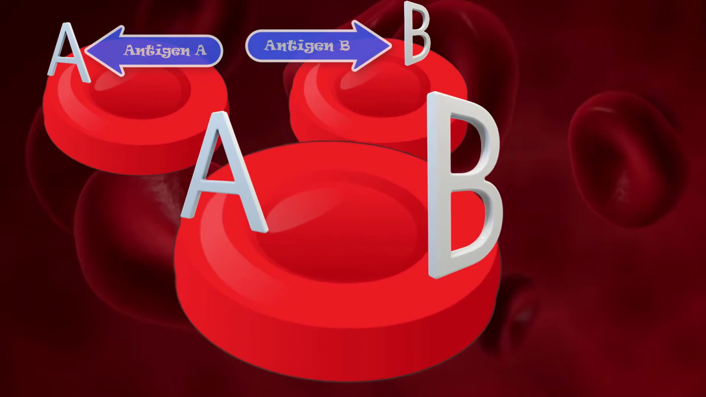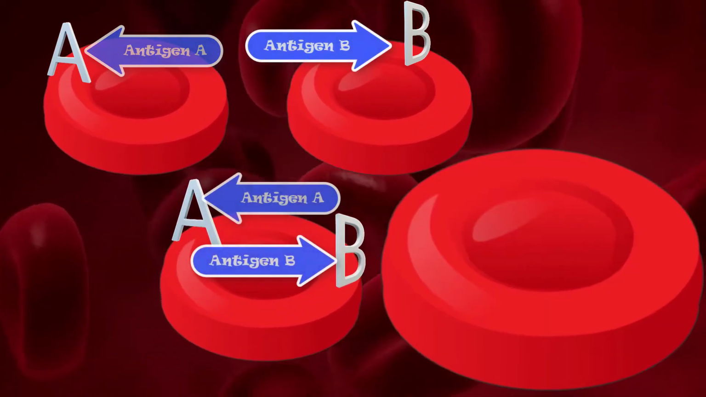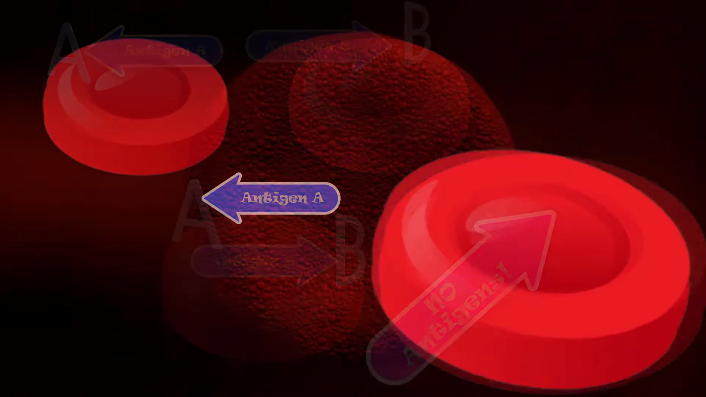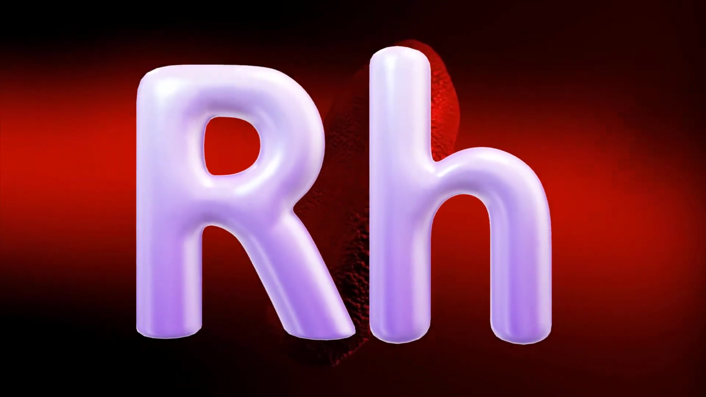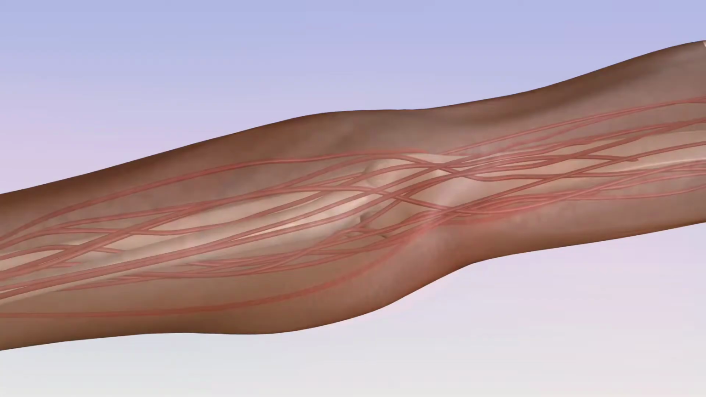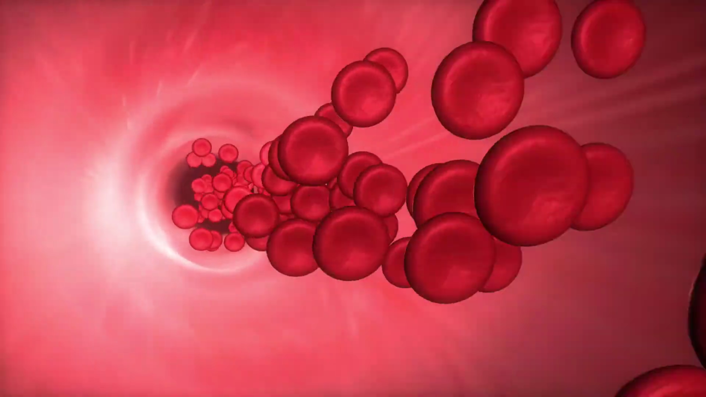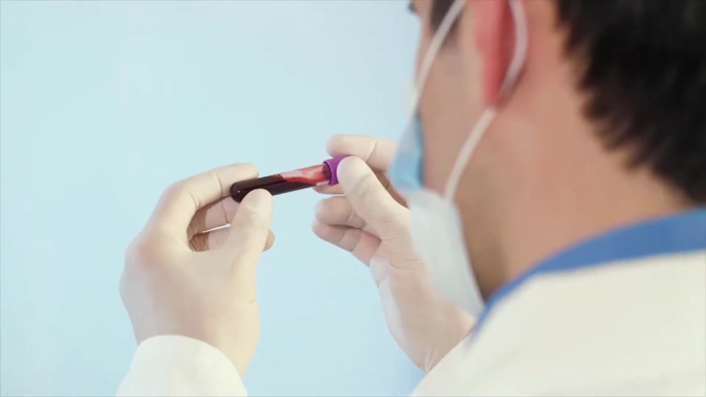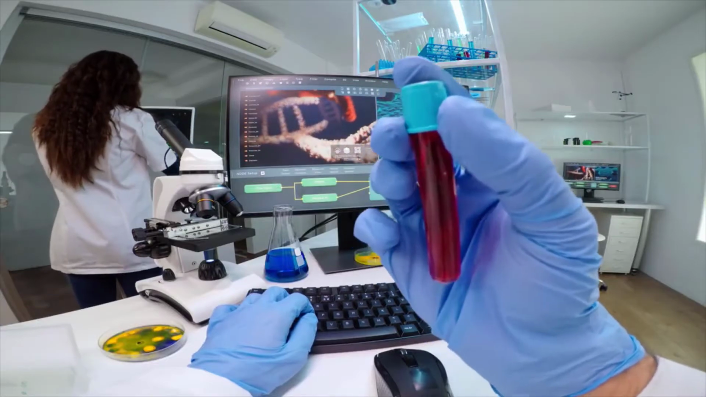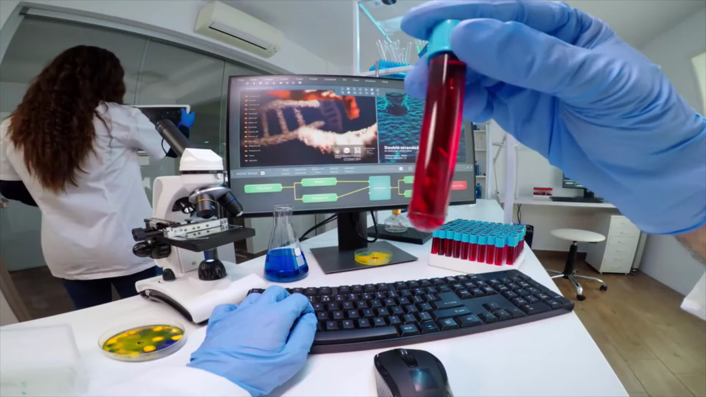Type AB has both antigens A and B, and type O does not have either antigen A or antigen B. The Rh blood group is based on the presence or absence of the Rh surface antigen. The term Rh positive indicates the presence of this antigen, commonly called the Rh factor. The absence of this antigen is indicated as Rh negative. The types are simply reported as O negative, A positive, B negative, and so on.